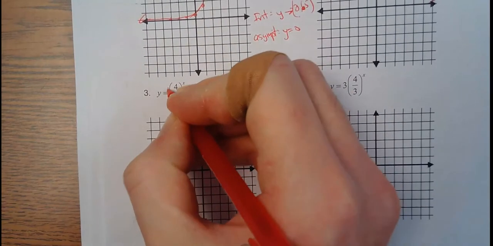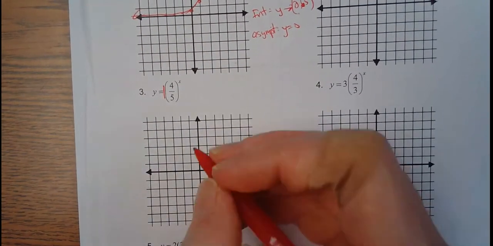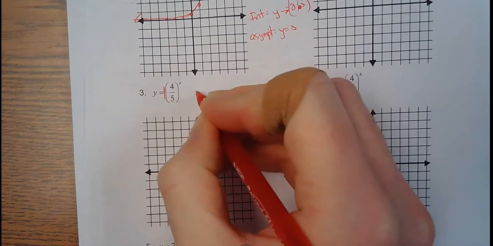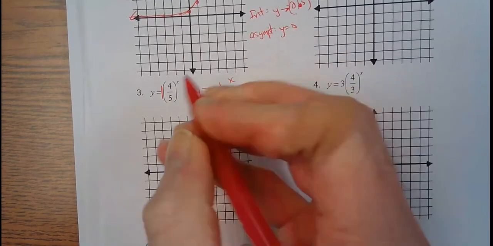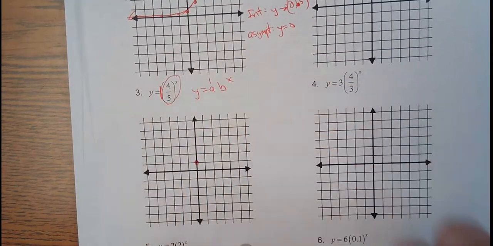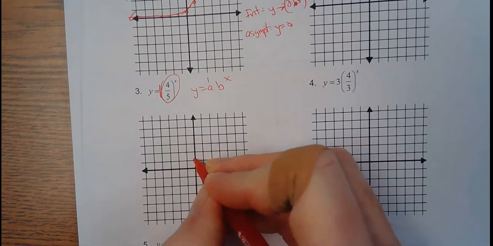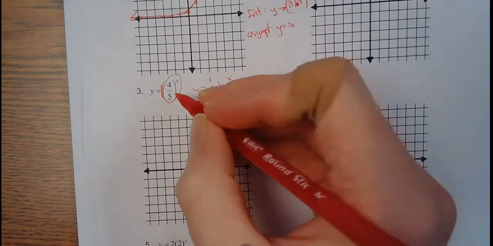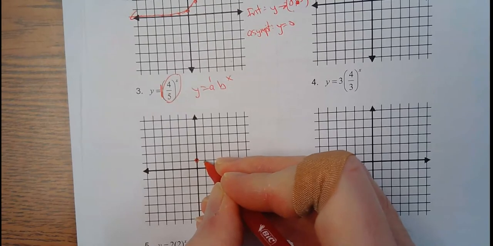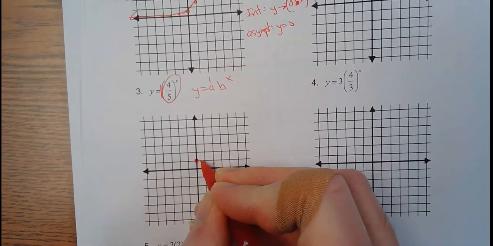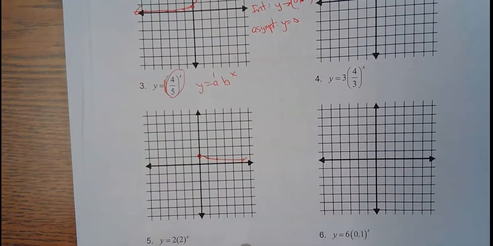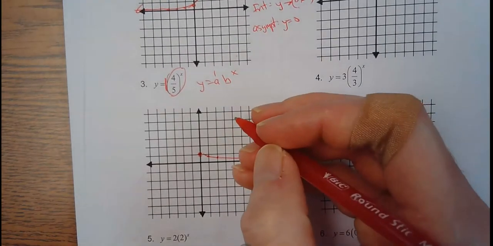Number 3, they don't have the 1 there, but this y-intercept is 1 because it's y equals a b to the x. So if they just have b to the x, that means a is a 1. So you know that it's going to cross at (0, 1). This is 4/5. So if I go to the right, I'm going to do about 4/5 of the previous amount. Well, that's just going to get down to 0. If I go the other way, I'm going to do 5/4. So it's going to go up and up and up and up.